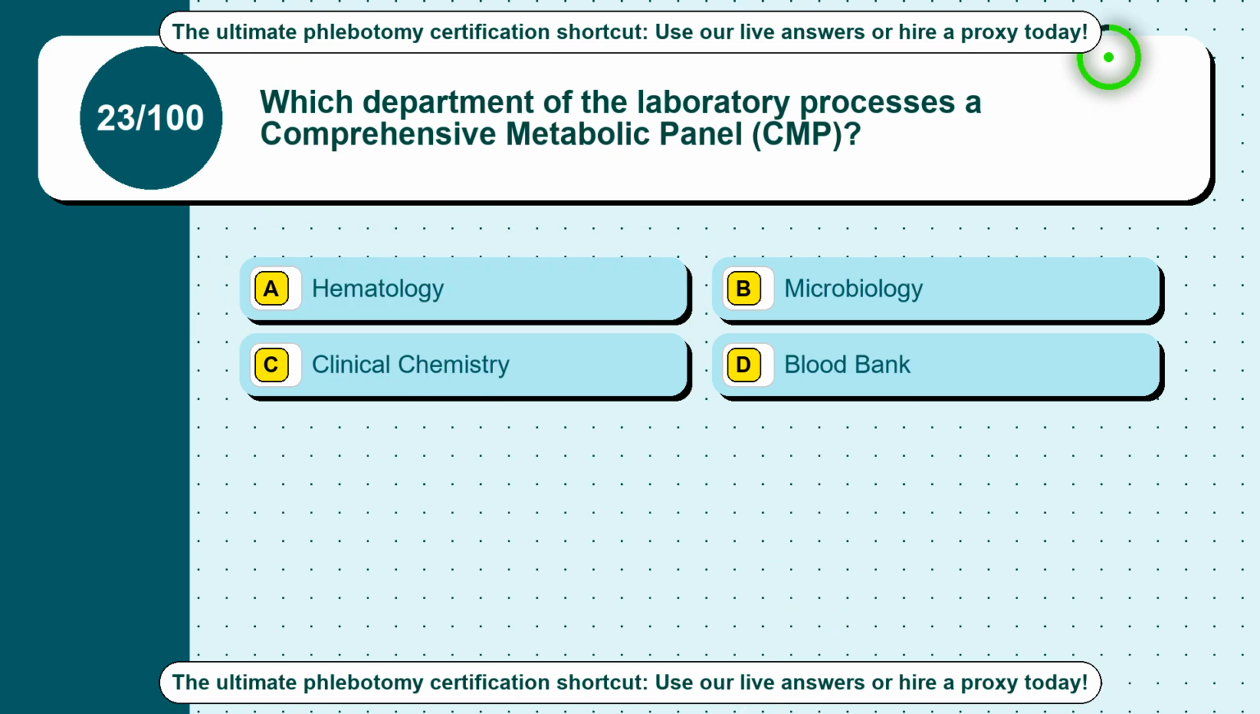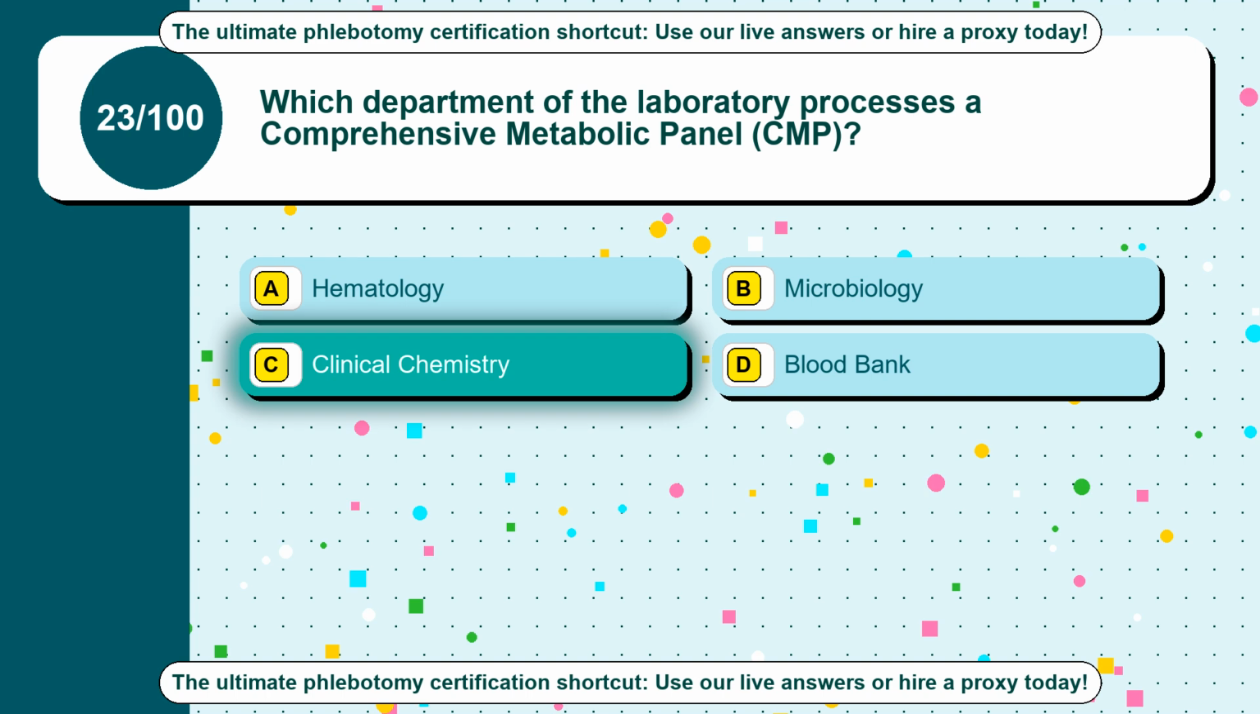Question 23. Which department of the laboratory processes a comprehensive metabolic panel, CMP? Option A, hematology. Option B, microbiology. Option C, clinical chemistry. Option D, blood bank. The correct answer is option C, clinical chemistry.